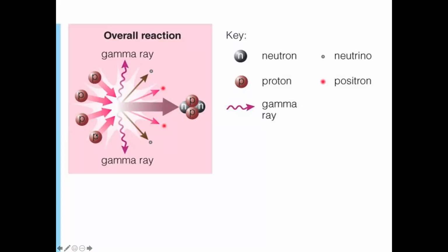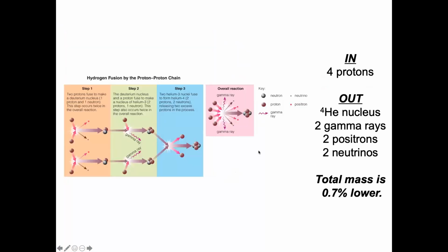So 4 protons go in, helium and energy come out of the reaction. So again, here's what's going in, here's what's coming out. And the end result is that the total mass of what we're left with is less than the total mass of what we started with, because energy is released, and that's this gamma radiation.